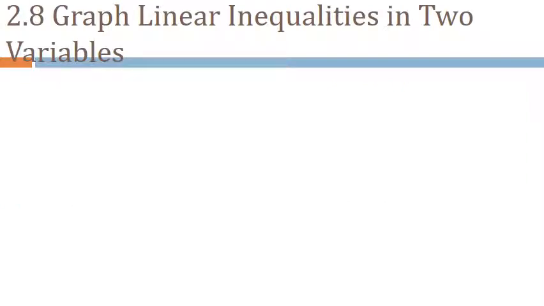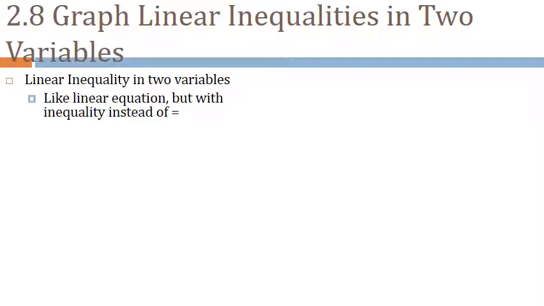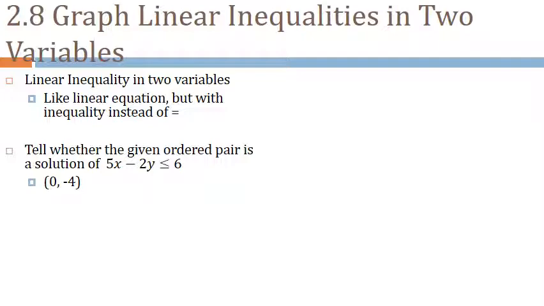Lesson 2.8, Graph linear inequalities in two variables. Linear inequalities in two variables are like linear equations, but with an inequality instead of an equal sign. To tell whether an ordered pair is a solution, you need to plug it in. Let's take your inequality, plug in the 0 for the x and the negative 4 for the y, and simplify.